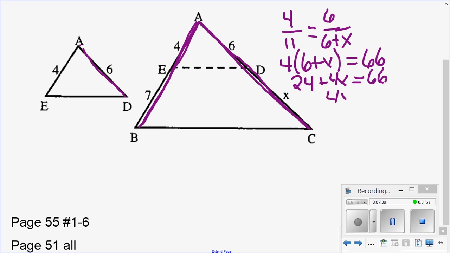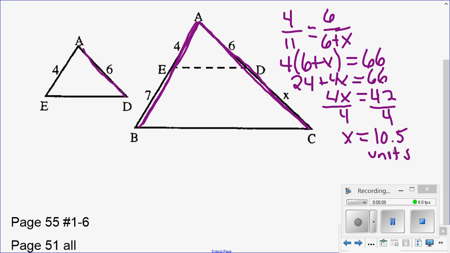So I'm going to subtract 24 from each side. So 66 minus 24 is 42. Okay, and then I'm going to divide each side by 4. And when I divide 42 by 4, I'm getting 10.5. And units.